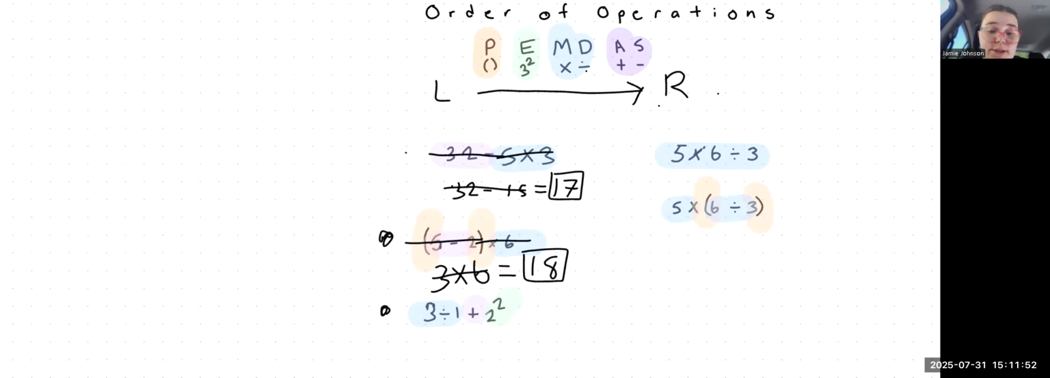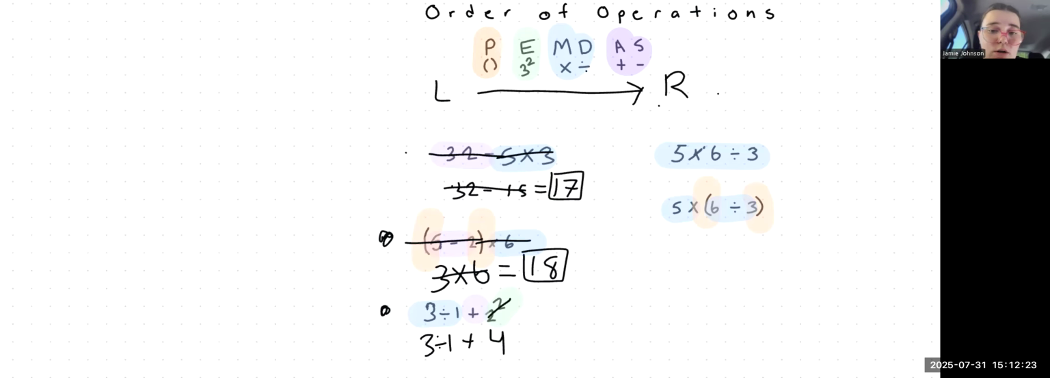We look for parentheses. We don't have parentheses. Then we go to the next one, which is exponents. When we look for exponents from left to right, we do have exponents, which is this 2 to the second power. 2 to the second power is 2 times 2, which is 4. So I'm going to write 4, cross it out, and I'm going to bring the rest of my equation down. So now my equation reads 3 minus 1 plus 4.